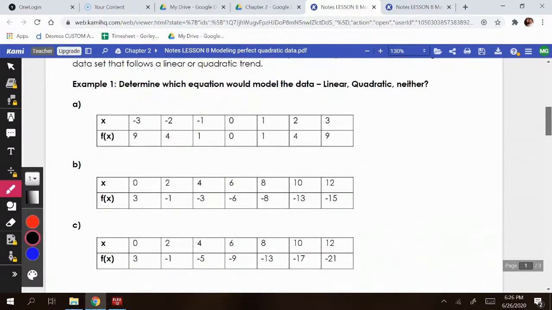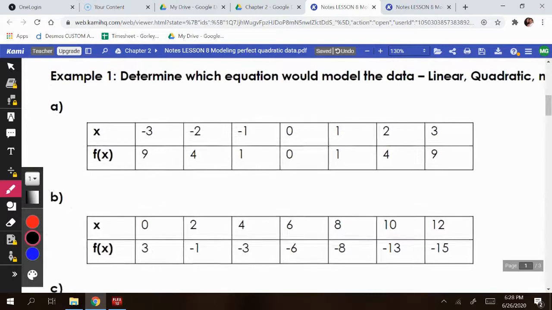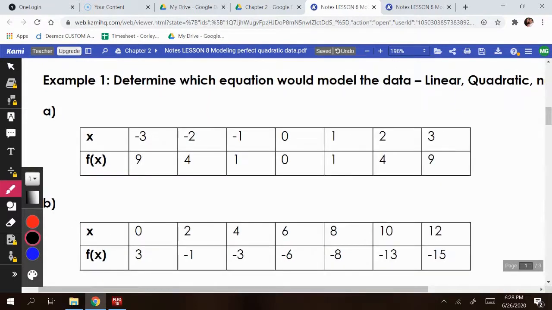So in example 1, it says determine which equation would model the data: linear, quadratic, or neither. So let's look at part A. The first thing I want to make sure of is that we have equally spaced x inputs so that we can analyze the y outputs.